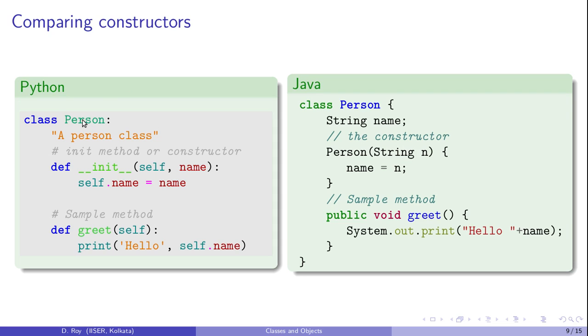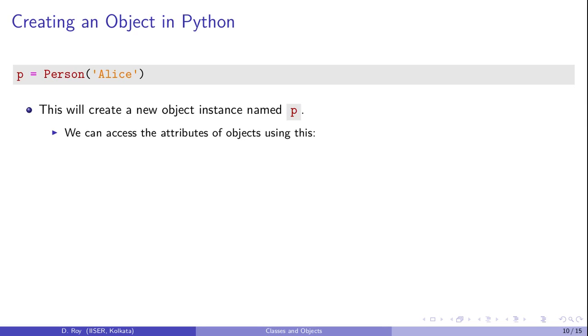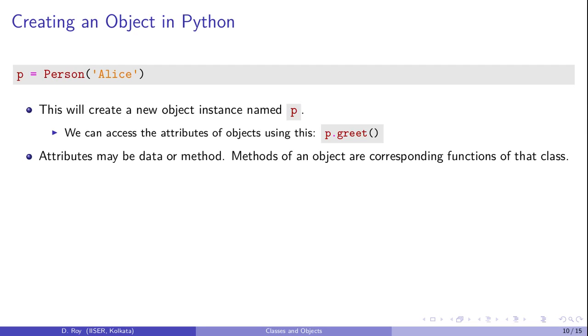Now to summarize the concept, to create one object of a class, we should follow this kind of notation. This will create one new object, and the name of the object will be p, and using this p we will be able to access all the attributes that are defined in this person class. These attributes can be variables as well as methods. In this case, this is a method that we are calling using this p object.